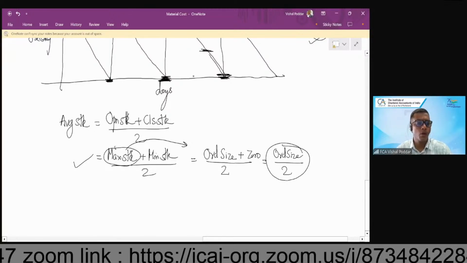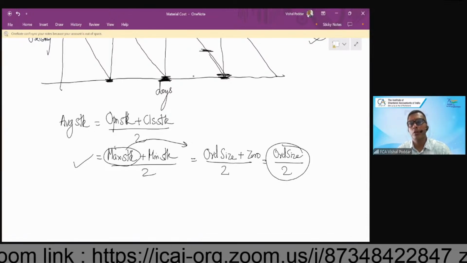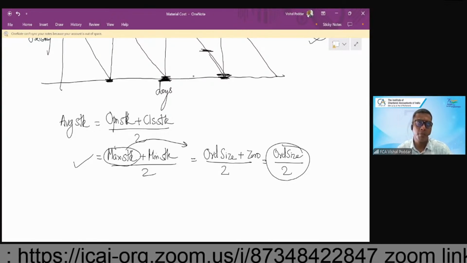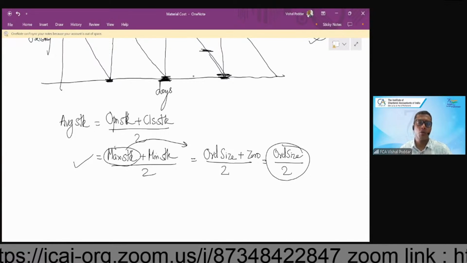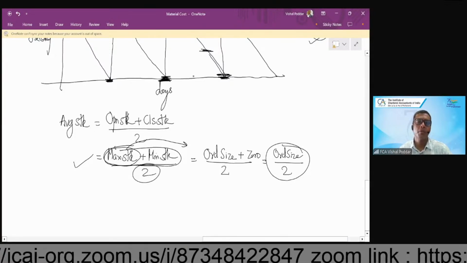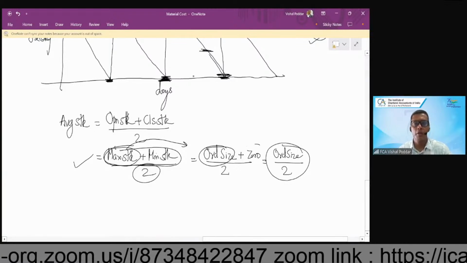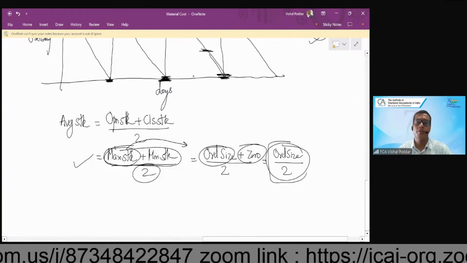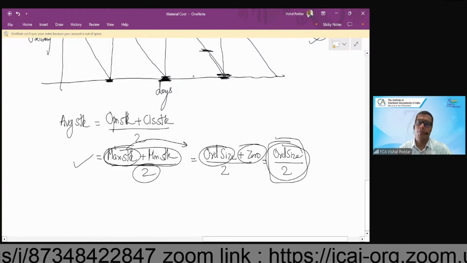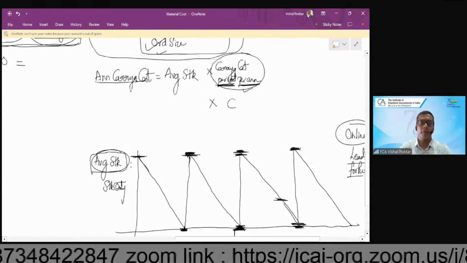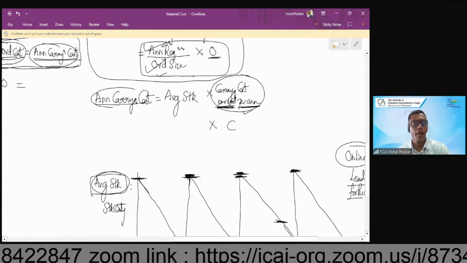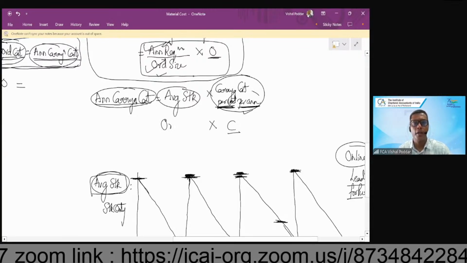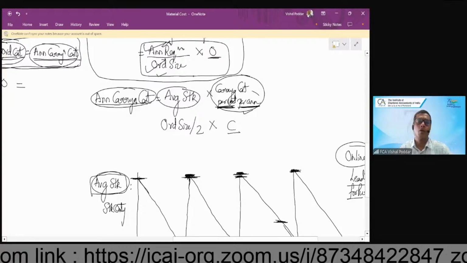In all books, in all classes, they only say average stock is order size upon 2. But they don't try to explain why it is order size upon 2 only. It is not actually order size upon 2. It is maximum plus minimum upon 2, where maximum is order size and minimum is 0, as you can see from the graph. That is why the final answer for average stock becomes order size upon 2. I hope it is clear to everyone. So my final formula for annual carrying cost is average stock into carrying cost per unit per annum, represented by C. And so finally it will be order size upon 2 into C.